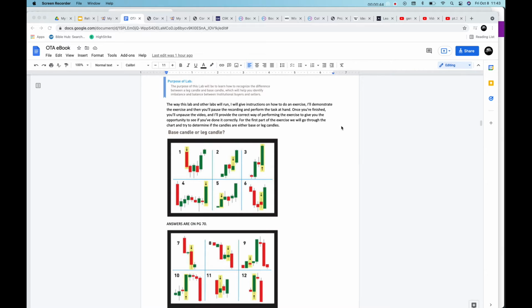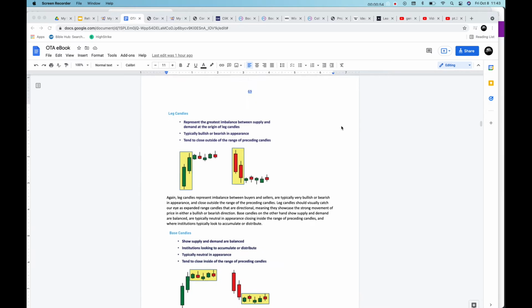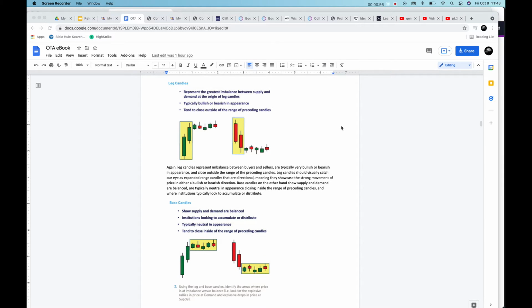Now, for the first part of this exercise, we will go through the chart and try to determine if the candles are either basing candles or leg candles. Again, leg candles represent imbalance between buyers and sellers. They are typically very bullish or bearish in appearance and close outside the range of the preceding candles. Leg candles should visually catch our eye as expanded range candles that are directional, meaning they showcase the strong movement of price in either a bullish or bearish direction.